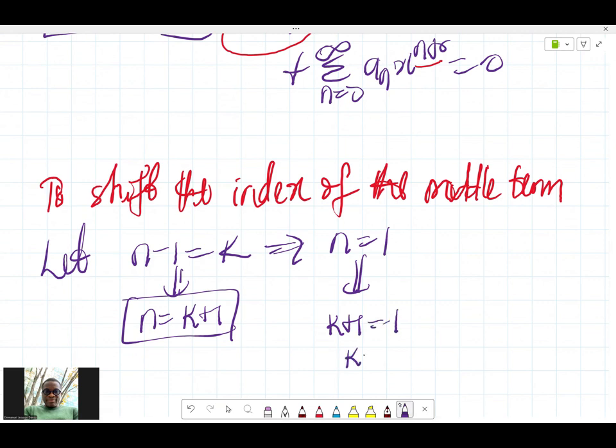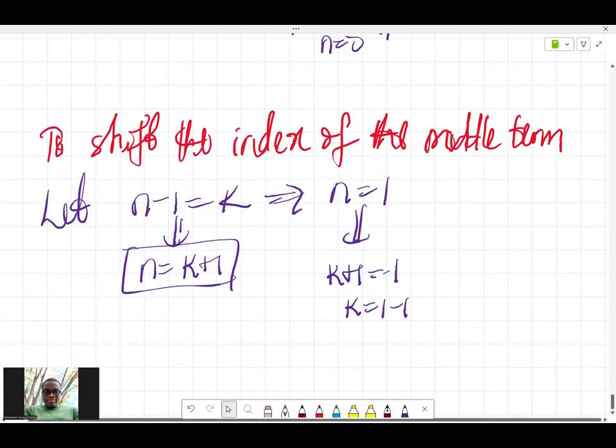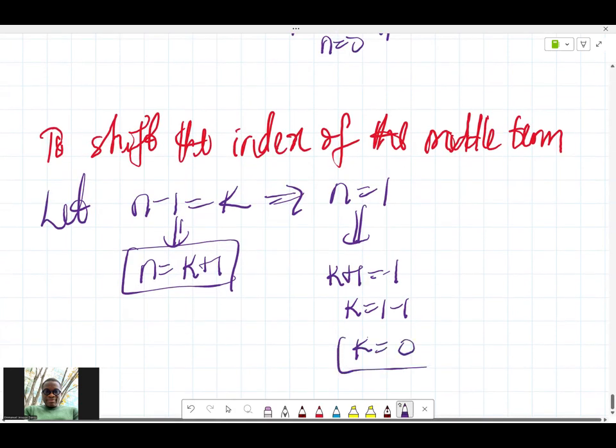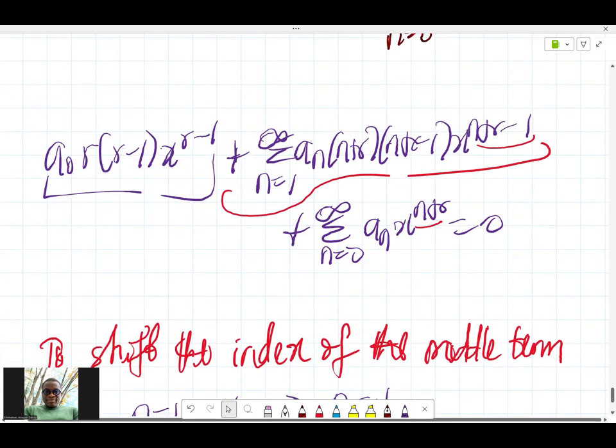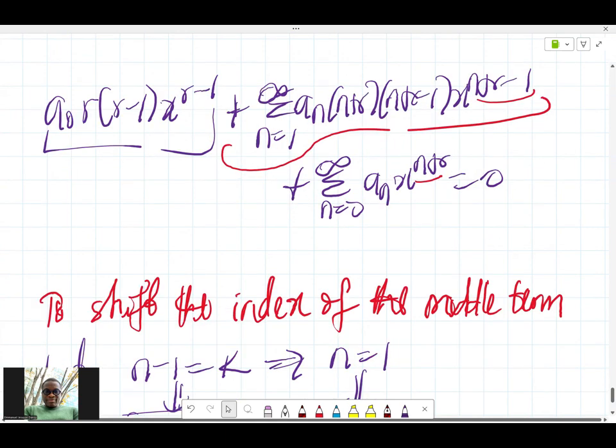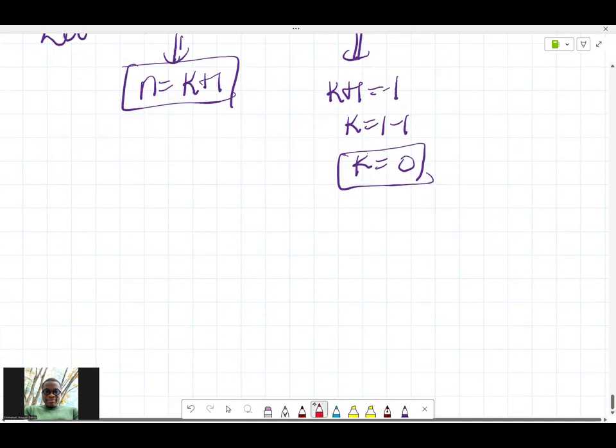Which means that k is equal to 1 minus 1, and that means that k is equal to 0. So if you say n minus 1 equals k, it means you are resetting this one to start from k equals 0 to infinity. So we are going to do all that k replacement now.